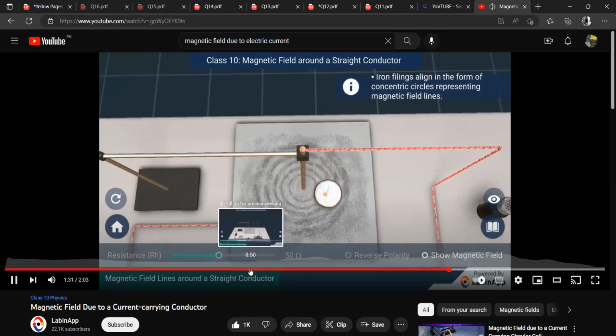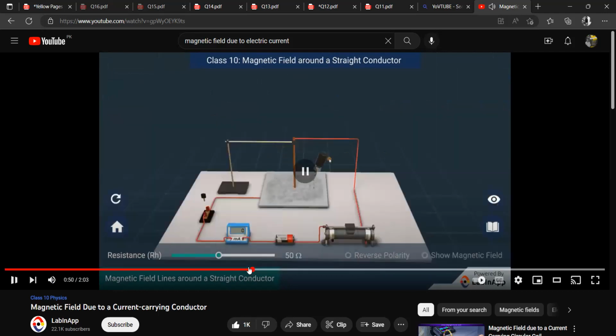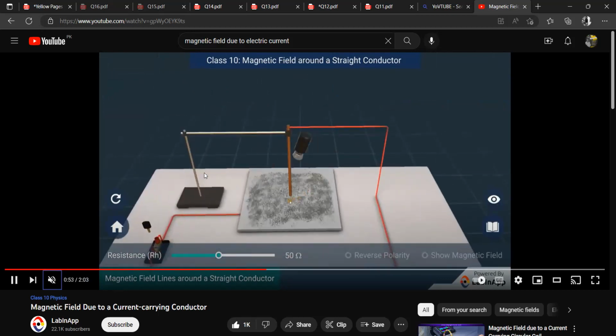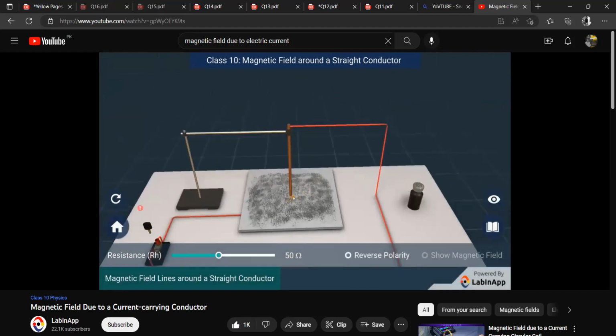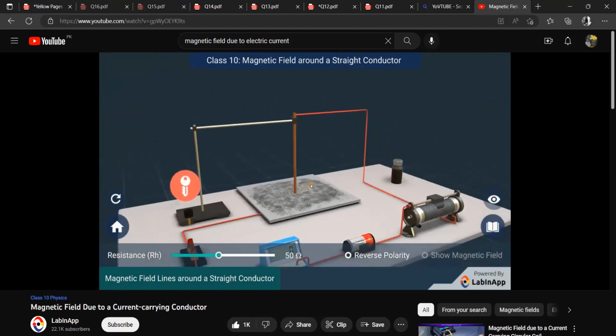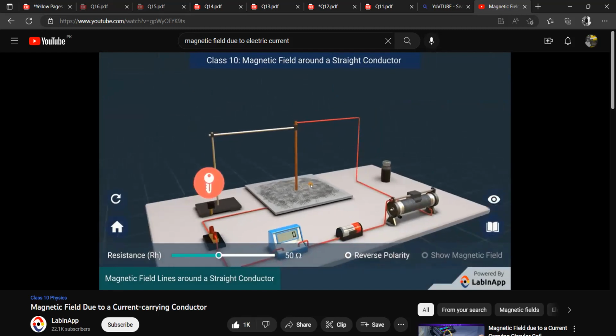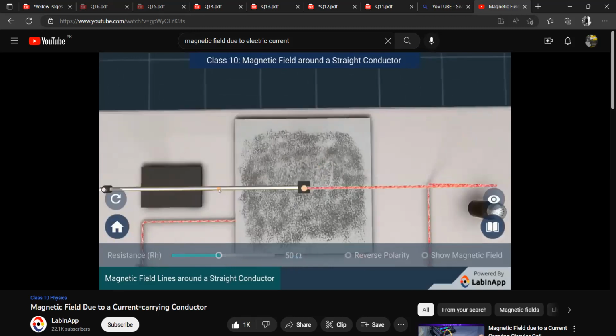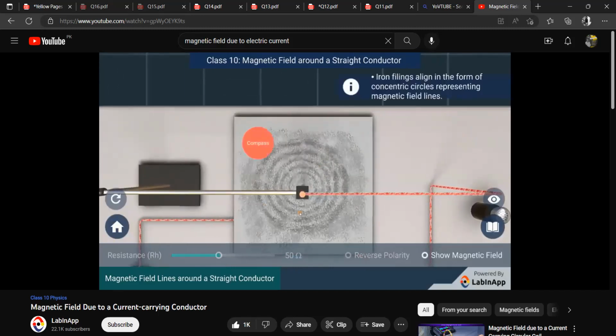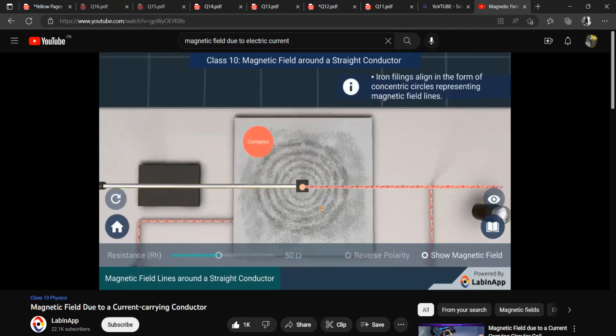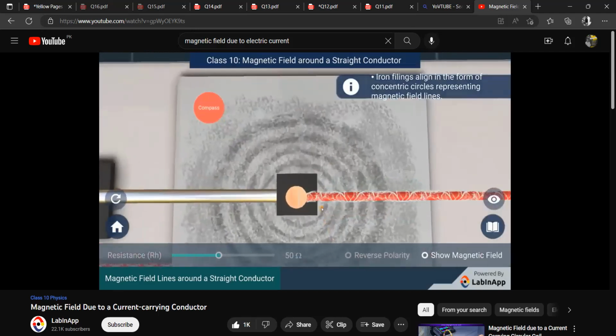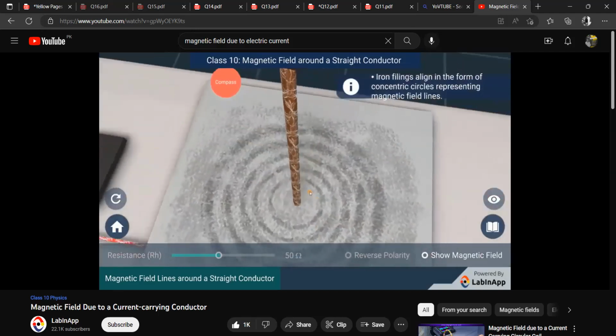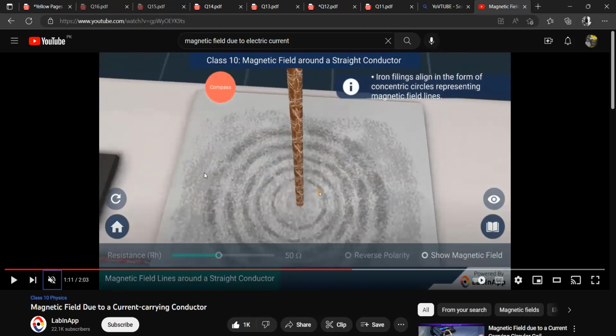Okay, in this experiment, you observe that first the iron filings are in random position or random order, right? There is no fixed pattern, no fixed shape. And when you turn on the electric current through the conductor, there will be a magnetic field around the conductor. So that's why the iron filings are arranged in a circular pattern, right? Where is the magnet?